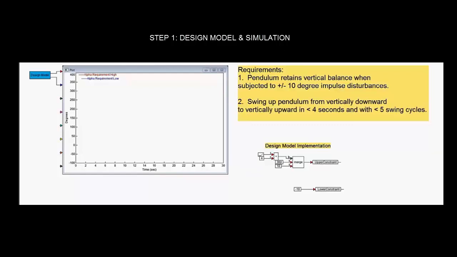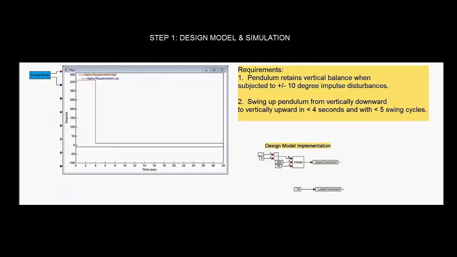There are three requirements on alpha. First, upright balance is maintained for impulse angle disturbances up to plus or minus 10 degrees. Second, the pendulum swing up is completed within 4 seconds. And third, the pendulum swing up requires 5 cycles or less. These requirements are represented in the following design model.